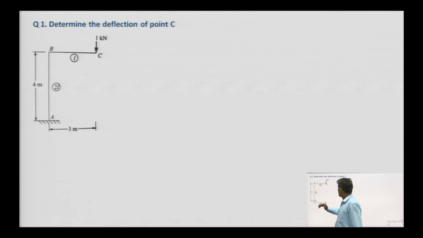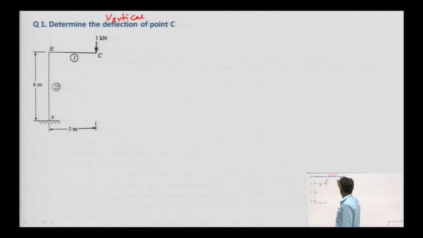Okay. Let us do one more question. Here we have a frame and a point load is acting at point C. We need to find the vertical deflection. The steps will be the same as I told you in the previous slide.